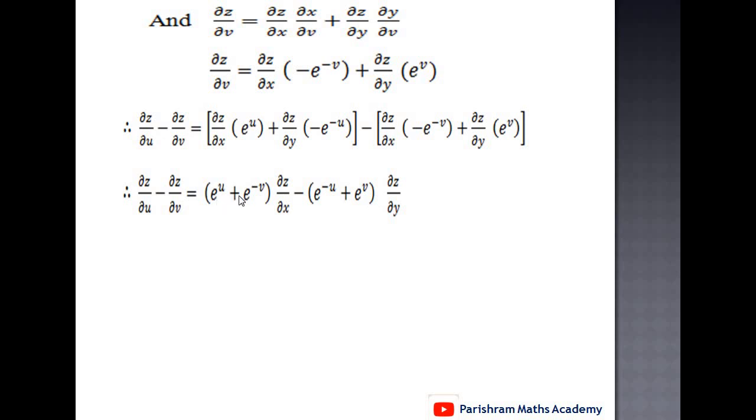But e raised to u plus e raised to minus v, from the given function, this term is nothing but x and this term is nothing but y, and therefore minus x into dou z by dou x minus y into dou z by dou y is the required solution.